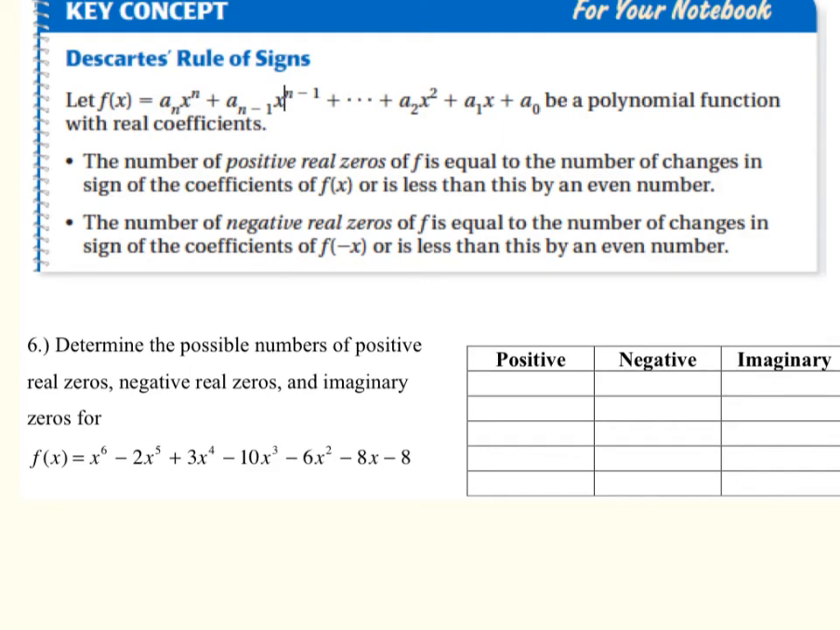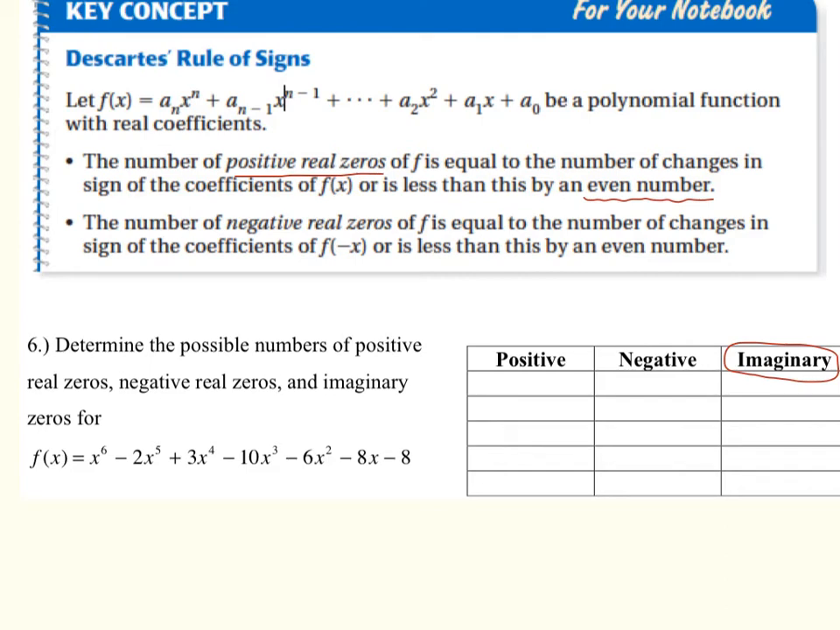So Descartes' rule of signs says if you have this polynomial with real coefficients, the number of positive real zeros is equal to the number of changes in sign of the coefficients of f of x, or less than this by an even number, because the only way we could make them up and achieve the correct degree would be in the imaginary column. And remember that imaginary solutions always come in pairs.